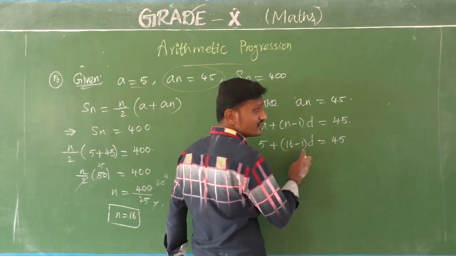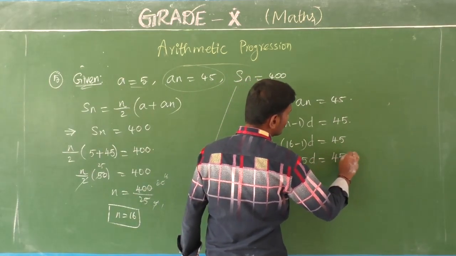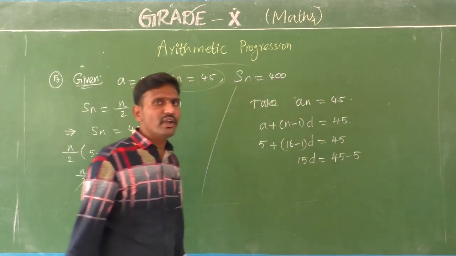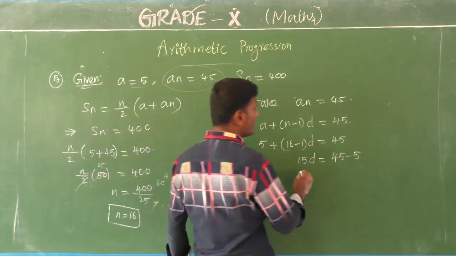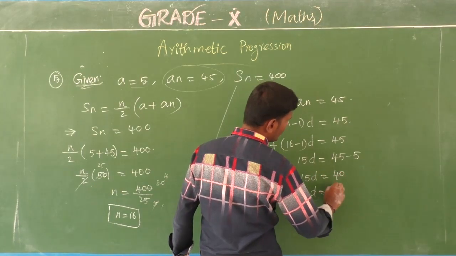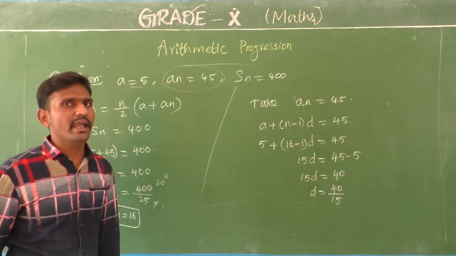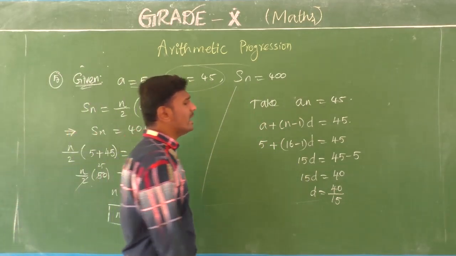So 16 minus 1 is 15. Okay. Now 15D, which is equal to 45 minus 5. So 45 minus 5 is 40. Now coming to the common difference, D equal to 40 divided by 15.